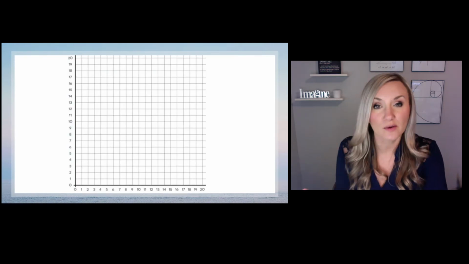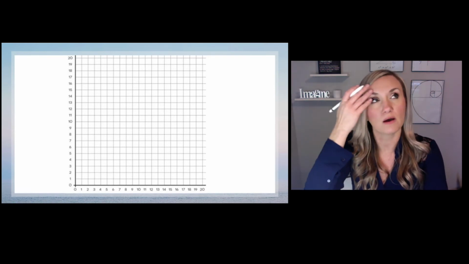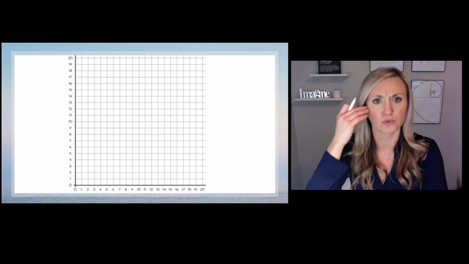So let's just take a look at what it looks like in a graph. Because it's not going to be a straight line, right? Think about what it would be. What would an exponential growth look like?